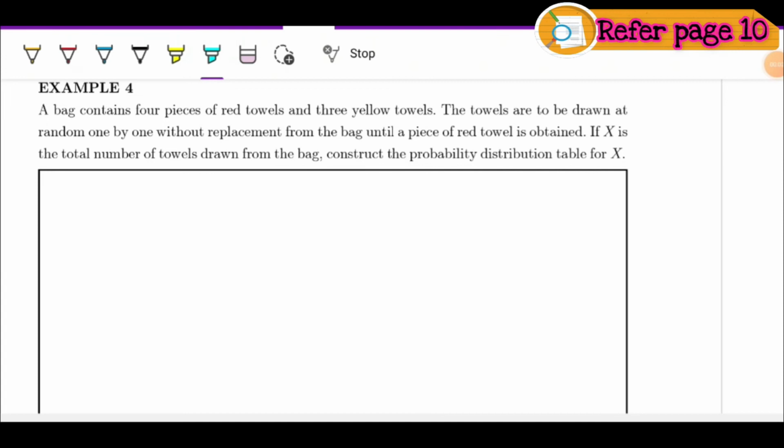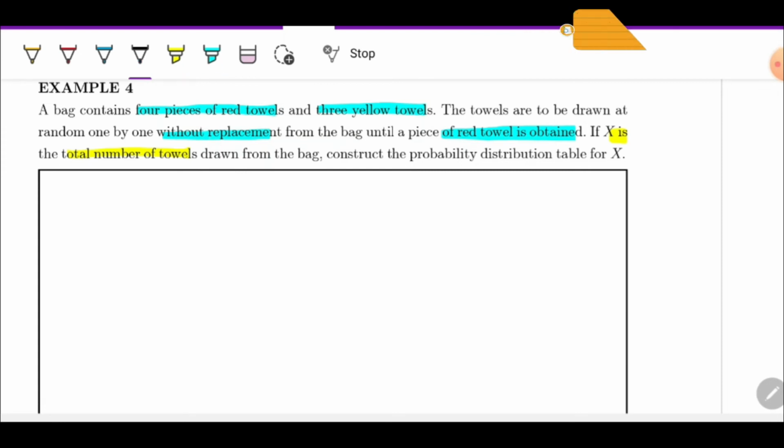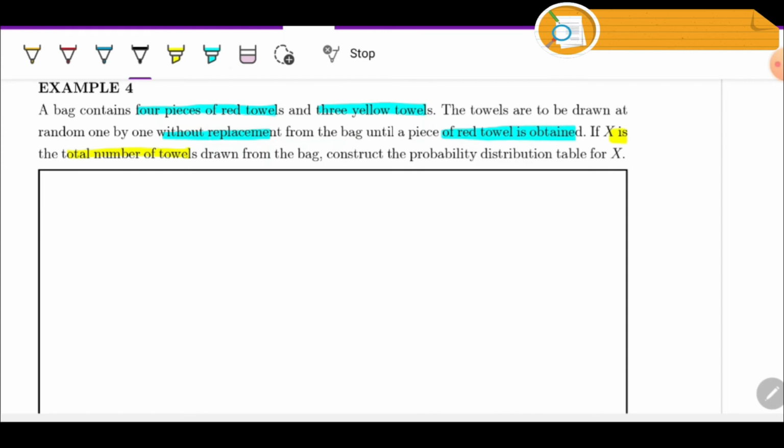Example 4. Read the question carefully. A bag contains 4 pieces of red towels and 3 yellow towels. The towels are to be drawn at random one by one without replacement from the bag until a piece of red towel is obtained. X is the total number of towels drawn from the bag. Construct the probability distribution table for X. Firstly, we list down the number of towels: 4 red towels and 3 yellow towels.